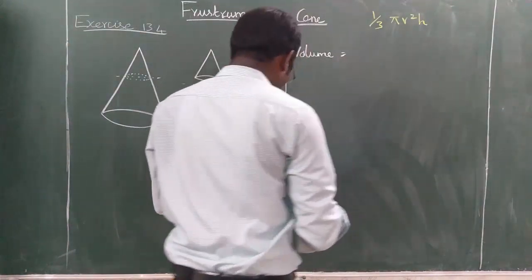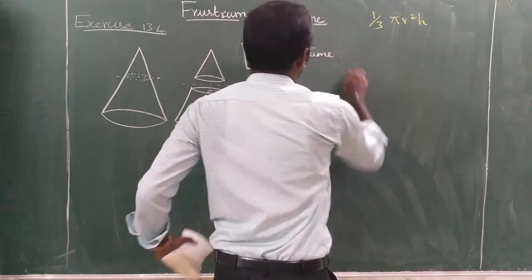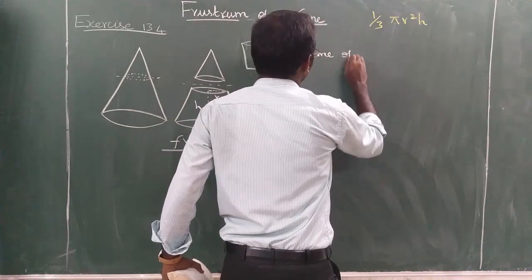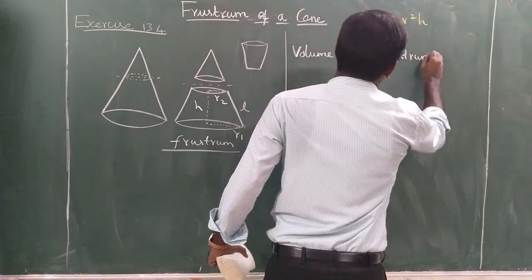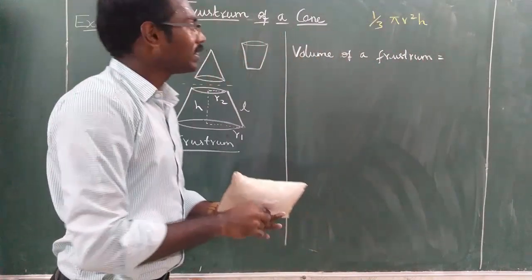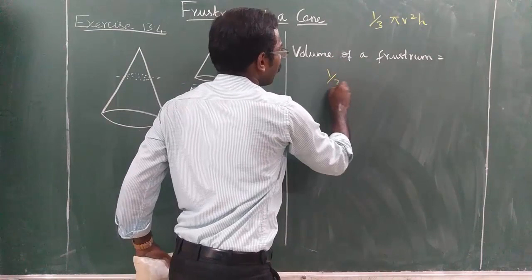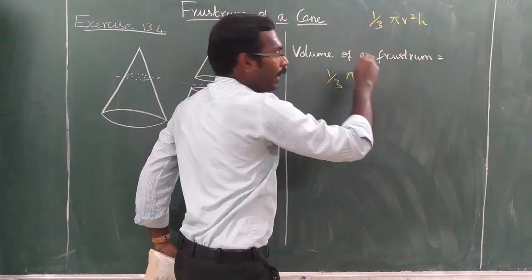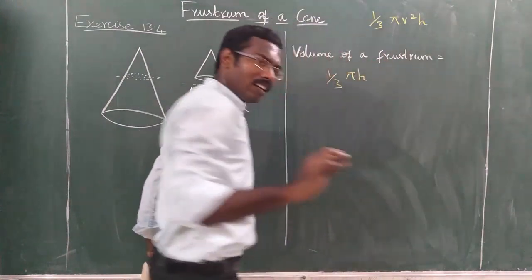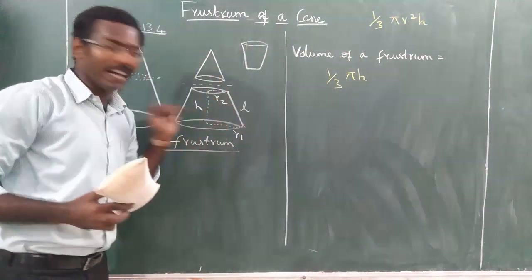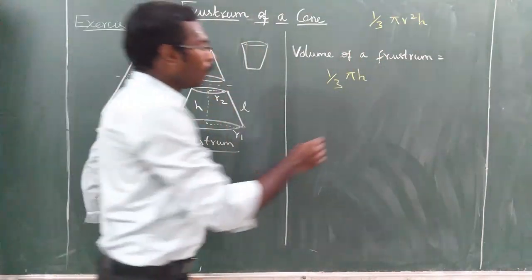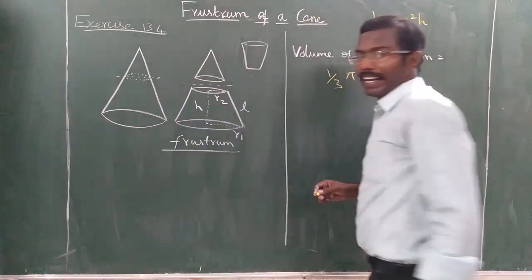Volume of a frustum. So first you write the same, 1 by 3 pi h. These are all common. Only instead of this one radius, two radii are there. Therefore, the formula will come like this. So two radii are there.